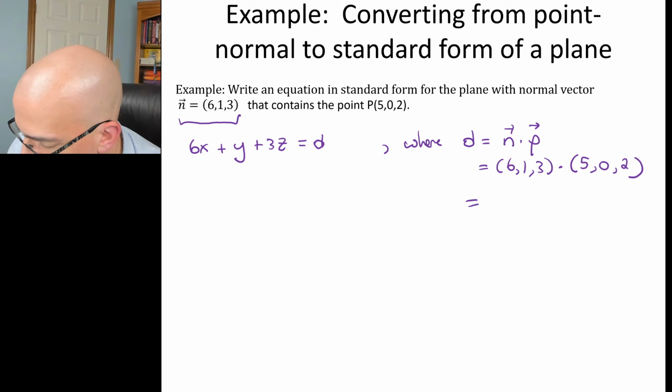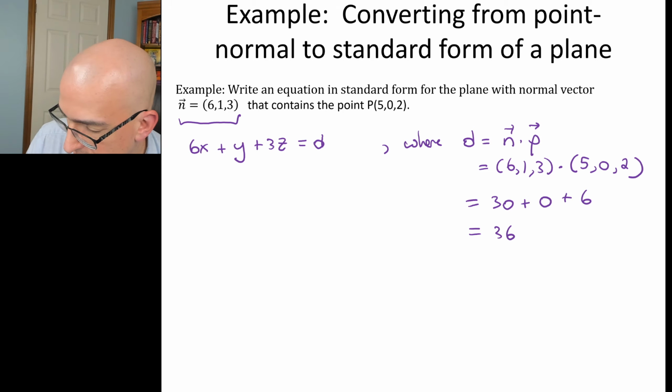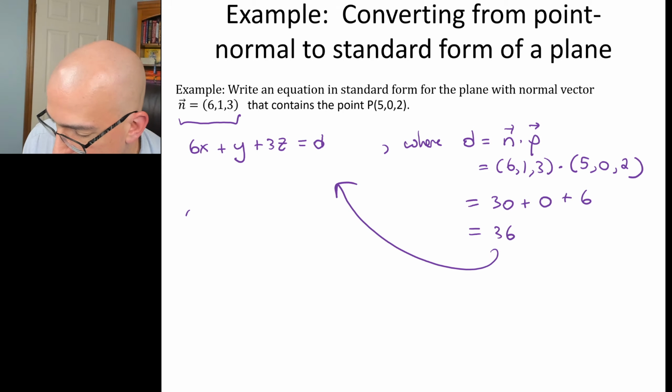Okay, so let's do that dot product. 6 times 5, 30, plus 0 times 1, plus 3 times 2, 6. So we get 36. Plug that in. So our final answer is 6x + y + 3z = 36.